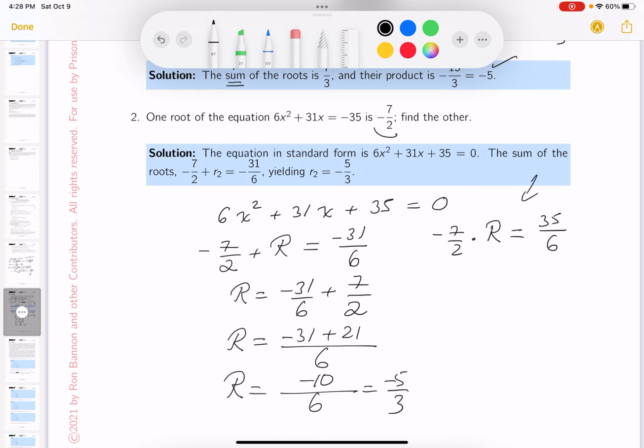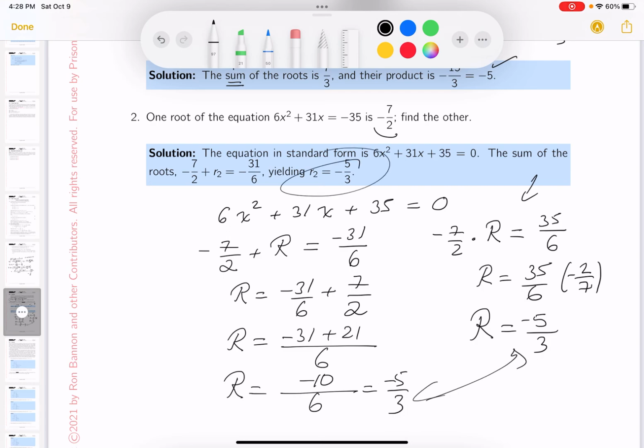Let's do this one now. I just did that one. We'll do this one. See how it turns out. What's r going to be equal to? 35 over 6. I'm going to multiply both sides by minus 2 sevenths. I'm going to reduce that. What would you get? 7 into 35 goes 5 times. Minus 2 goes into 6 3 times. You get minus 5 thirds. We get the same answer. All right, you see that? That's it. End of story.